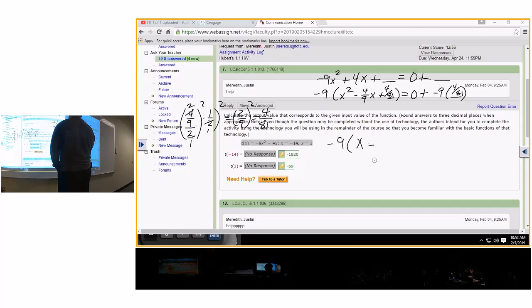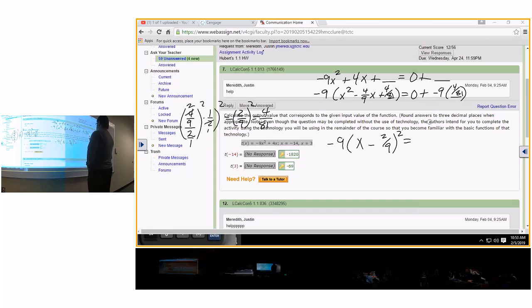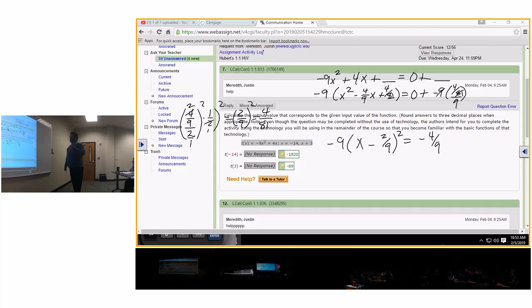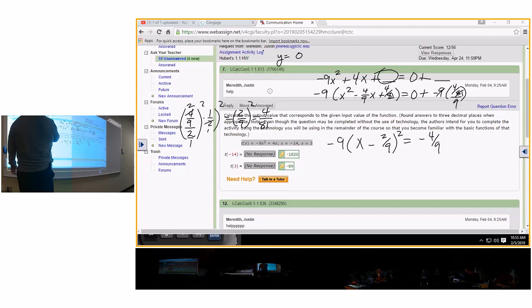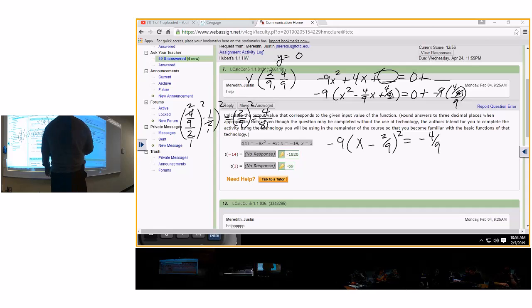x, shortcut number 2, that'll be 2 over 9, quantity squared, is equal to, and of course you put this right here, that 9 will take that 81 to a 9, that's negative 4/9. Now I have a vertex. My y-intercept is 0, because I don't have a c. And my vertex is what? 2/9 and what? 4/9. That's your vertex. And now I'm going to divide by negative 9.